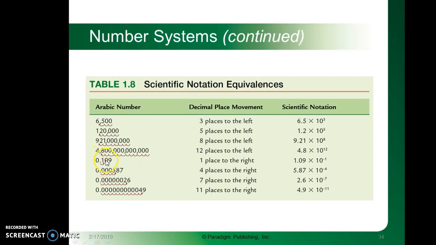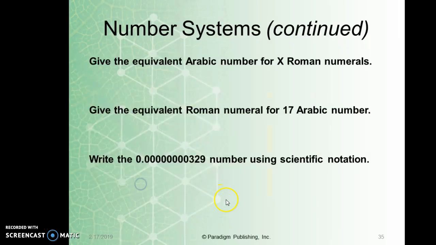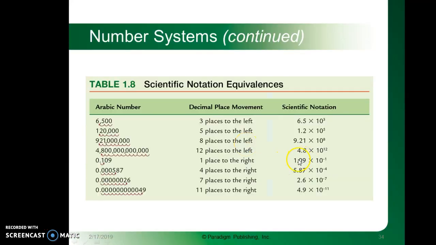Now going to the right, 0.109. Again, we want just one whole number. We don't want more than 1. In this case, we just moved our decimal 1 space to the right, so that means an exponent of 1. But since we're moving to the right, that exponent will be a negative exponent. So our answer would be 1.09. And again, we have to write all the digits that have an actual value that is not 0. So 1.09 times 10 to the negative 1, because we moved 1 space to the right.